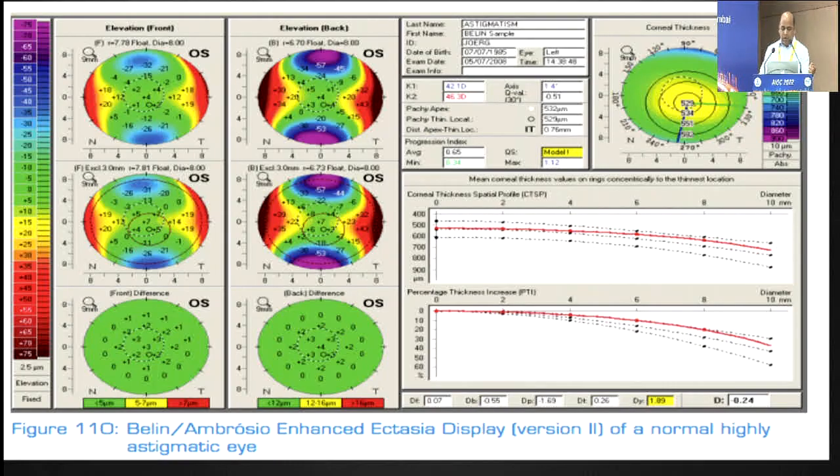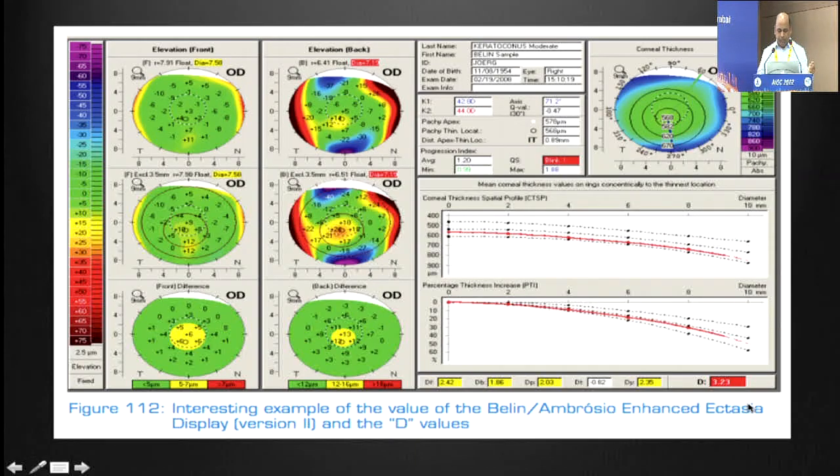So again, a map of a normal cornea, everything is normal, green, both difference maps are green, and again the D value is less than 1.6. In this map, both the difference maps showed yellow, so suspicious range, but the D value is 3.23, which is worse. So we should not touch these cases.